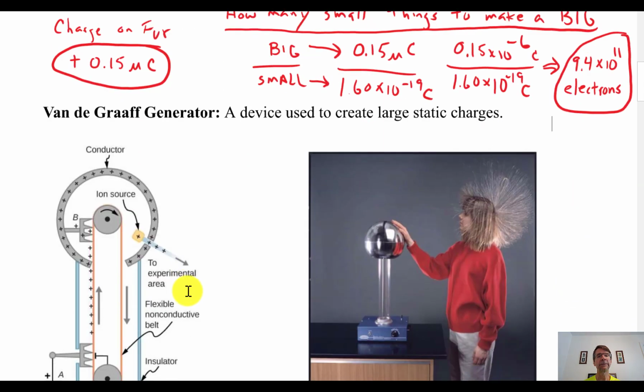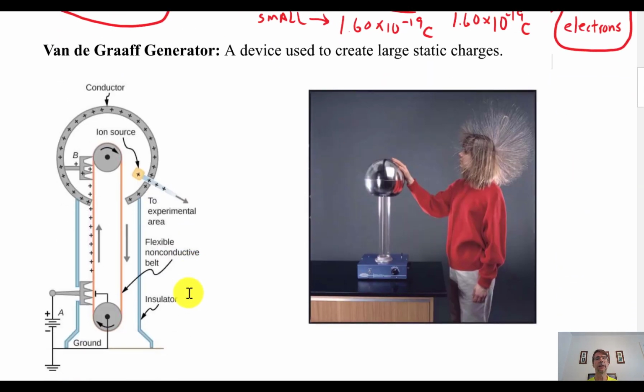All right, then we have something that you might have done in high school. And if you didn't do it in high school, that's fine. We have this thing called a Van de Graaff generator. It's a device used to create large static charges on a metal ball. And it looks a lot like this. You've probably seen some demonstrations like this before. You can go online and type Van de Graaff generator demonstrations on YouTube. The famous one is if a person stands there and touches it, their hair stands up on end because it transfers charge to the person.